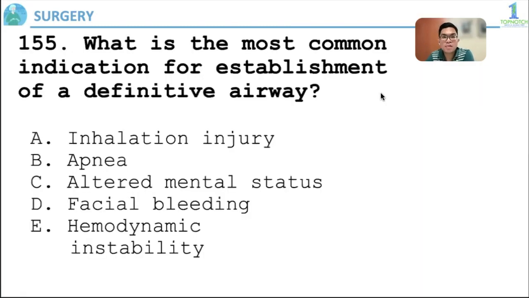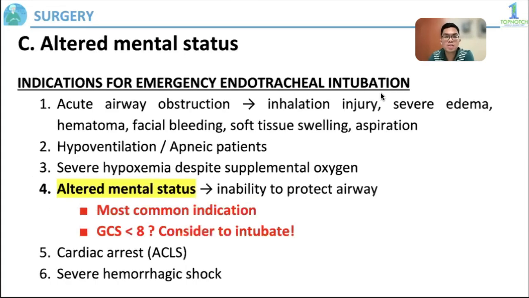Next, most common indication for a definitive airway, that's your altered mental status. So, di ba, as mentioned, GCS less than 8, consider to intubate. So GCS less than 8, stop muna, think, and decide if you will intubate. Because with altered mental status, they cannot protect their airway. So others is if there's impending or ongoing obstruction, or if the patient cannot maintain ventilation, so kailangan, you need to insert a tube. And during cardiac arrest and severe hemorrhagic shock. But AMS, altered mental status, most common.